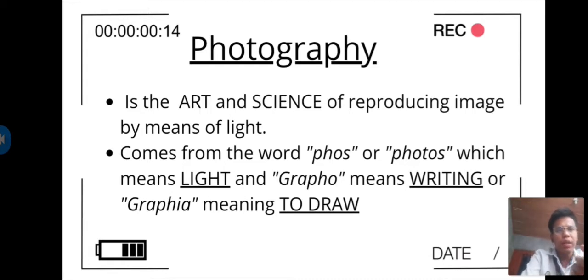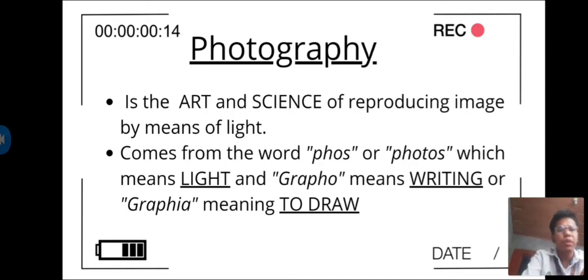Why light? Light is very necessary in photography, okay? This plays a very important role in photography. Why? Because it helps create a successful image or photograph. Kaya it is necessary to control and manipulate light.